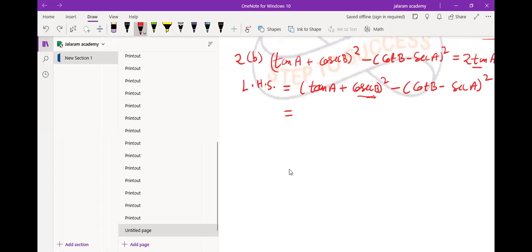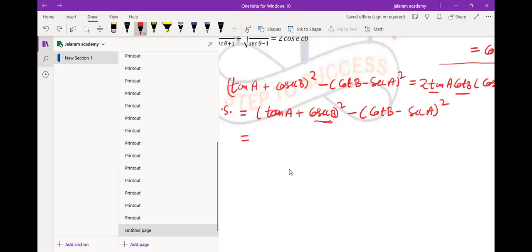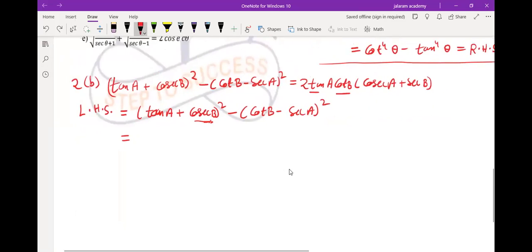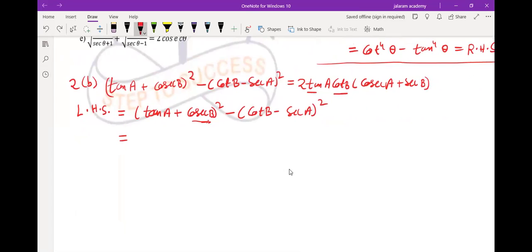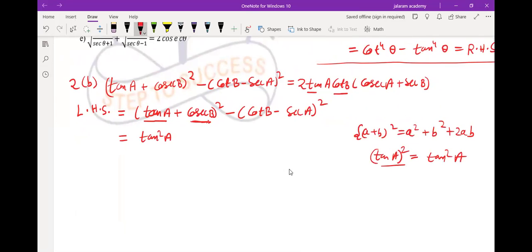So after thinking this, we will start the next step of the question. First of all, we have to use (A plus B) whole square in the expansion of (tan A plus cosec B) whole square. So A is tan A and B is cosec B. When we use (a plus b) whole square equals a square plus b square plus 2ab to expand the first bracket, you can directly write tan square A, as we know that (tan A) whole square is nothing but tan square A. And why waste time writing (tan A) whole square? You can directly write tan square A.